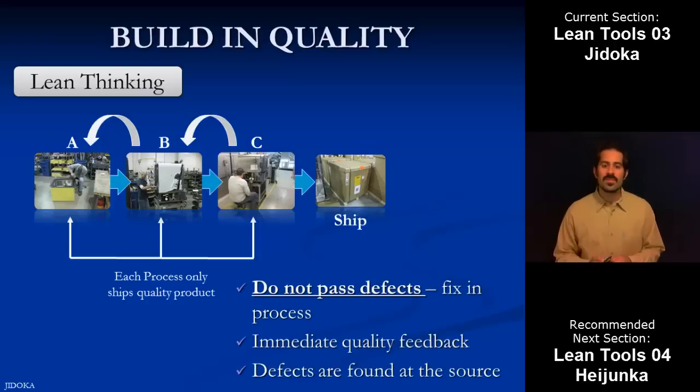And so the main things that we get out of that is that when we don't pass those defects, when we fix them in the process, we don't have to have that extra rework and scrap operation at the end. We can eliminate it completely because we're making sure that we're building good product the whole way through.